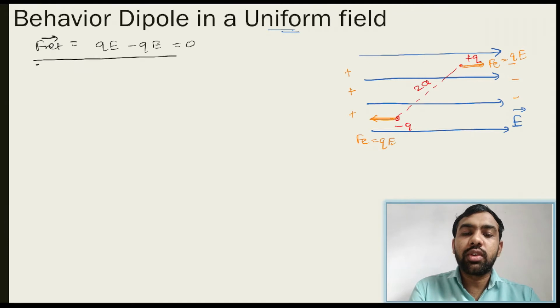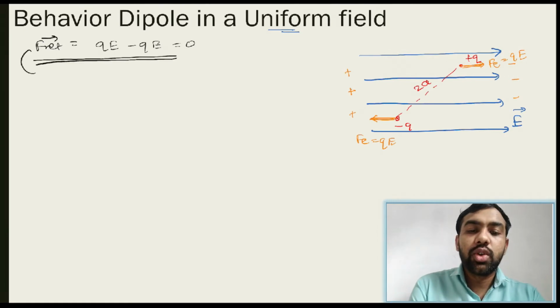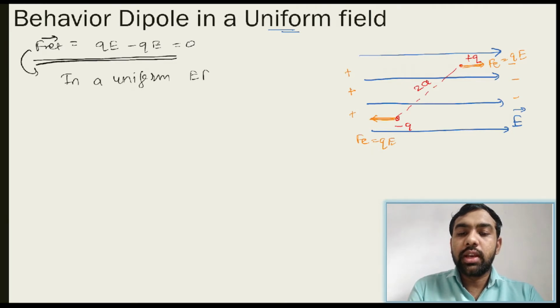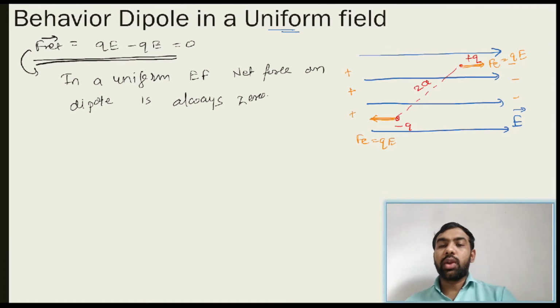So you must note this. Net force is always 0 on a dipole in a uniform electric field. In a uniform electric field, the net force on a dipole is always 0, because one force is on the left-hand side and one on the right-hand side, so the net force is 0.